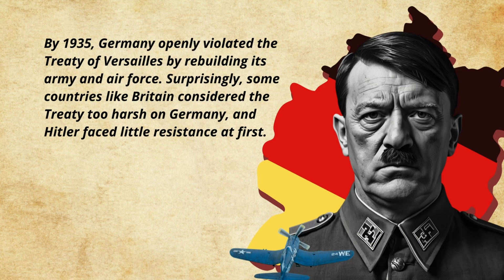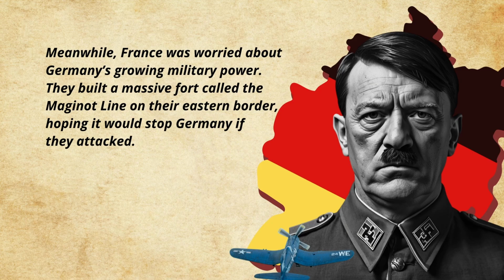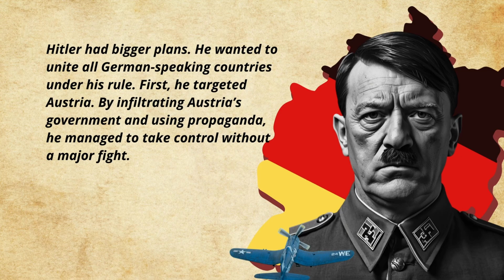By 1935, Germany openly violated the Treaty of Versailles by rebuilding its army and air force. Surprisingly, some countries like Britain considered the treaty too harsh on Germany, and Hitler faced little resistance at first. Meanwhile, France was worried about Germany's growing military power. They built a massive fort called the Maginot Line on their eastern border, hoping it would stop Germany if they attacked. Hitler had bigger plans.